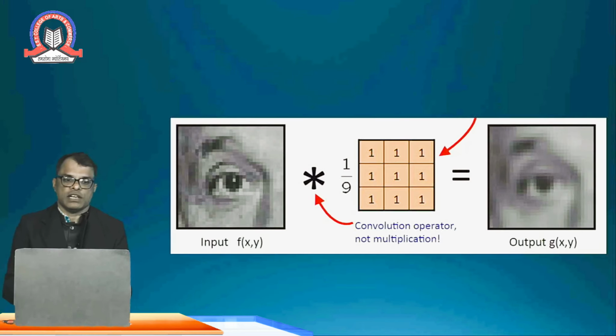With this diagram it will be clear. See, my original image is blurred. I did the convolution with this matrix, that is 1 by 9 times 1 1 1 1 1 1, and after doing the convolution of the original matrix and this, I get a new image which is a little better than the original image. If you see, it is more pixelated and it is less pixelated.